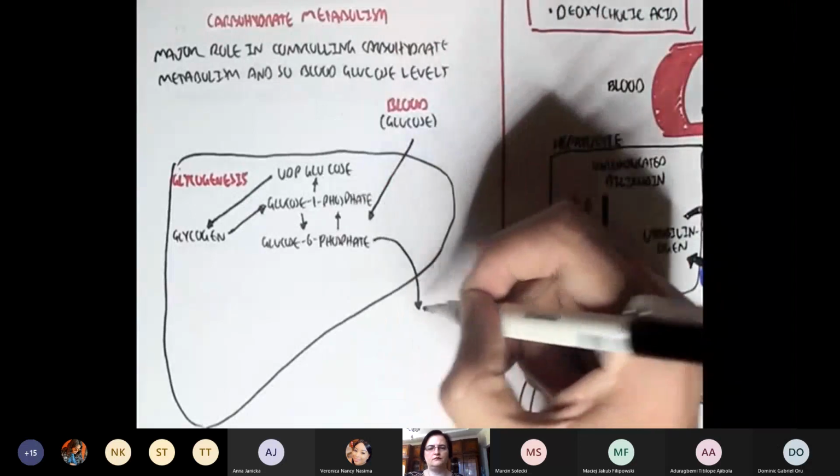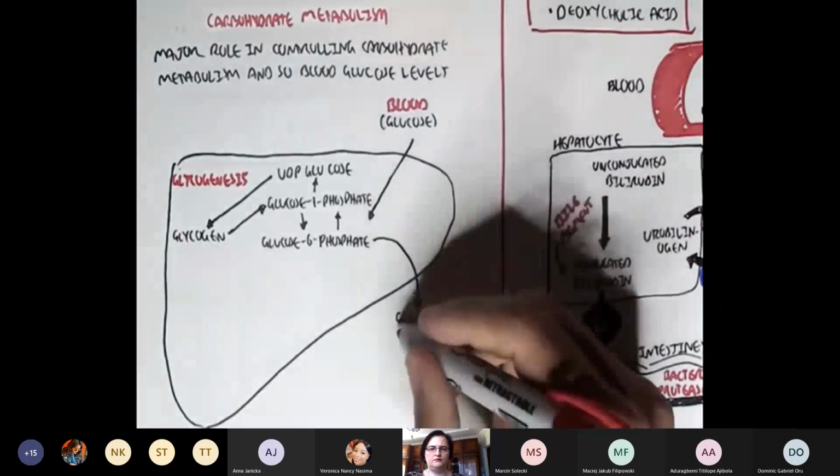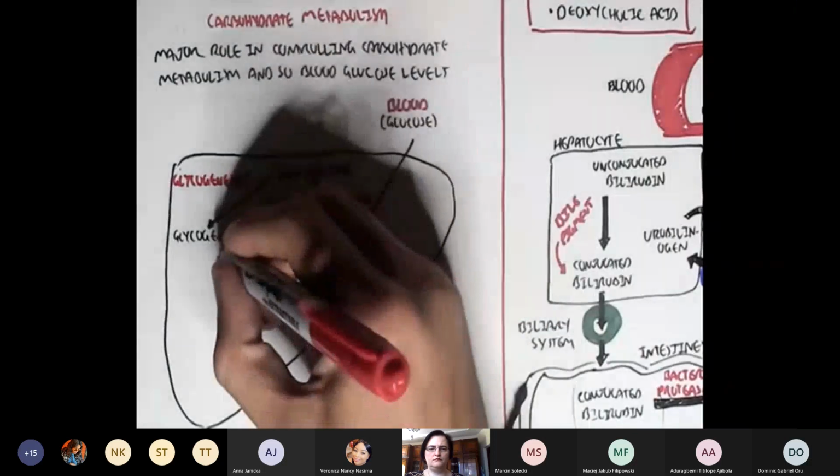If blood glucose levels are low, glycogen will be broken down to bits of glucose 1-phosphate, which will then convert to glucose 6-phosphate, and then to glucose.